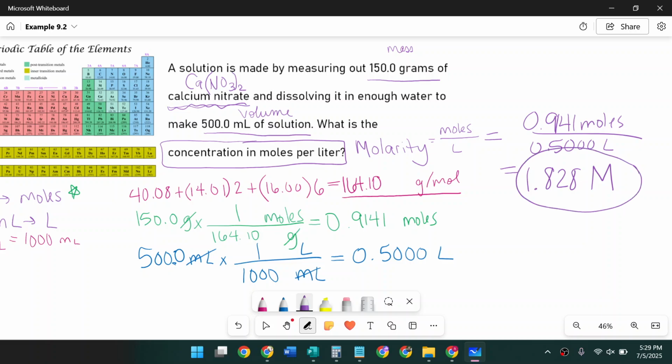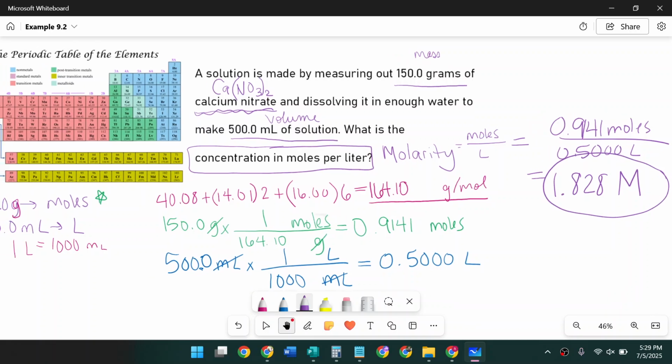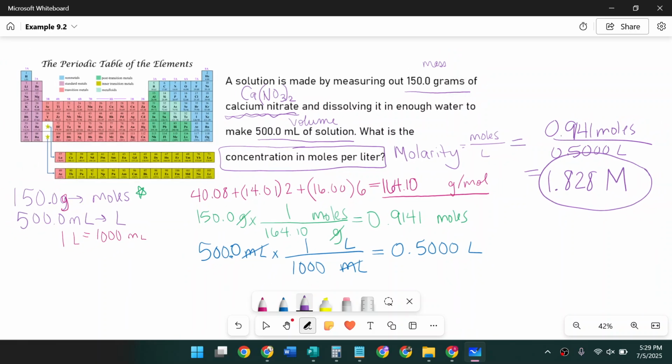So that's the answer. All right, so we started with grams and the name of a substance, the name of our solute that we needed to turn into a chemical formula, and then the amount of the solution, and then we just had to convert the two numbers they gave us into the units that we're allowed to use to figure out concentration in moles per liter.